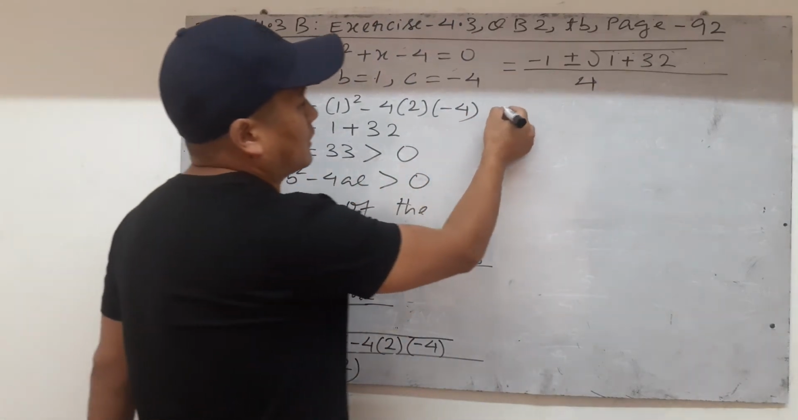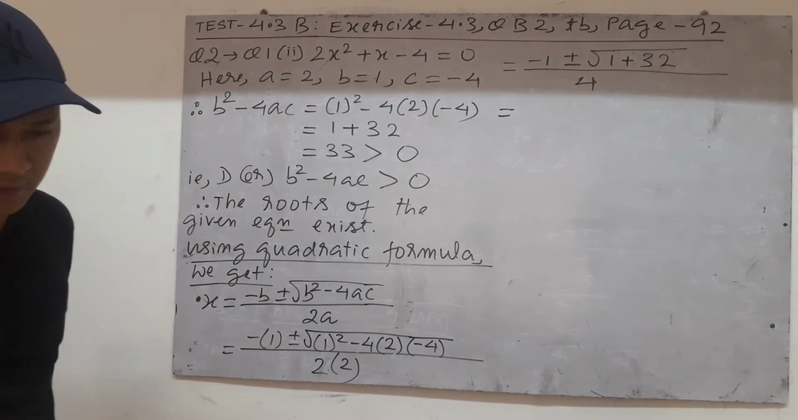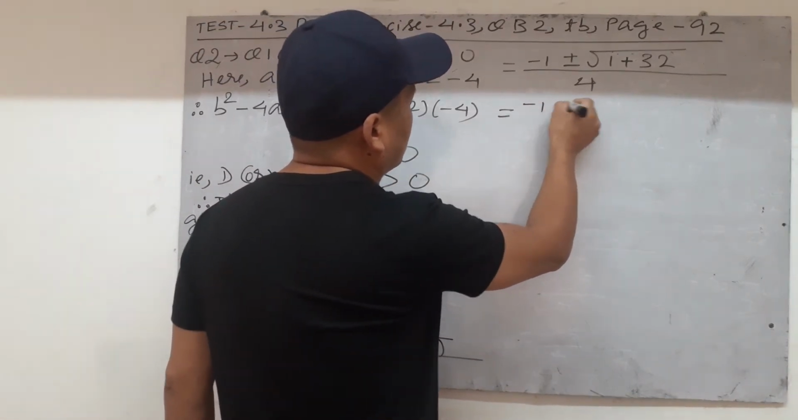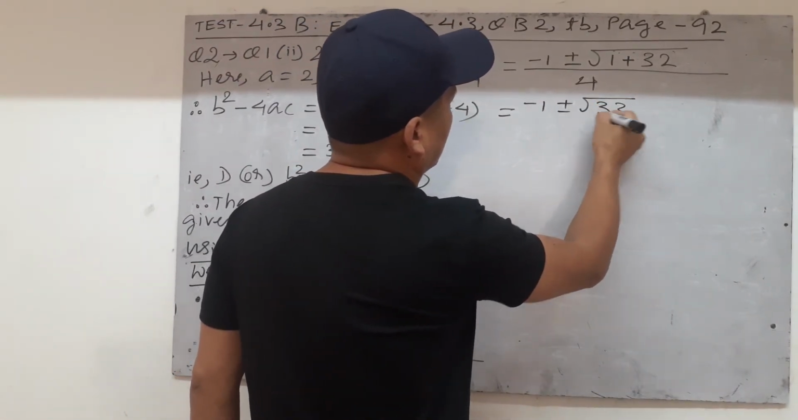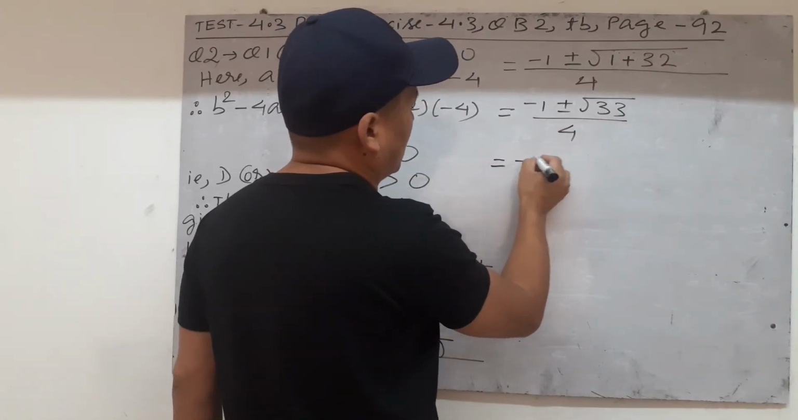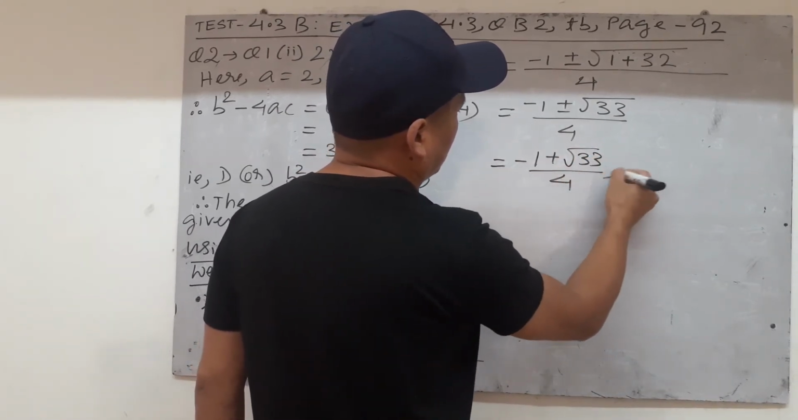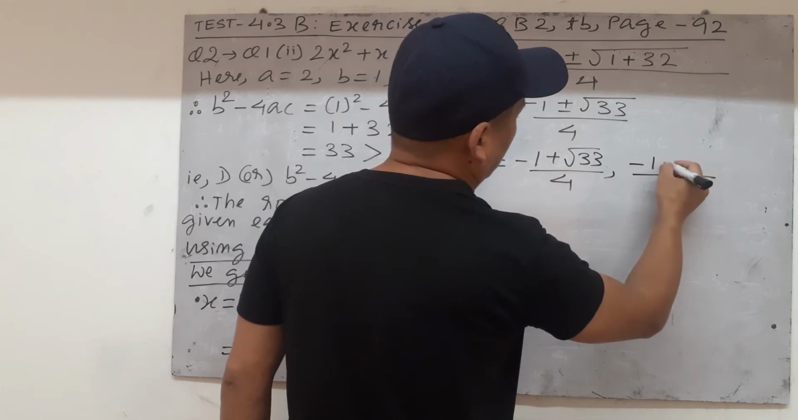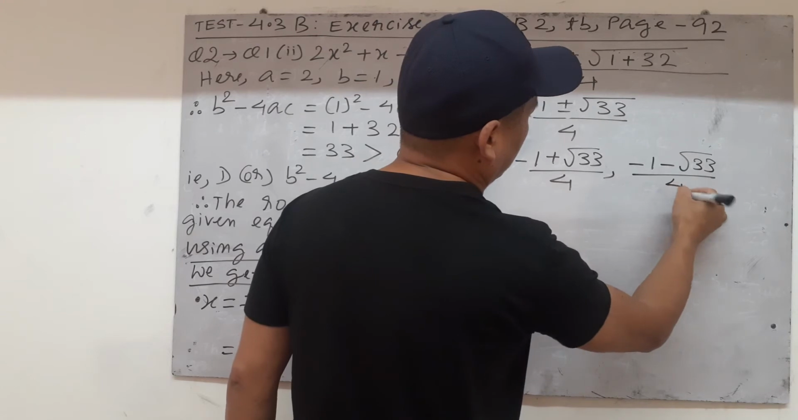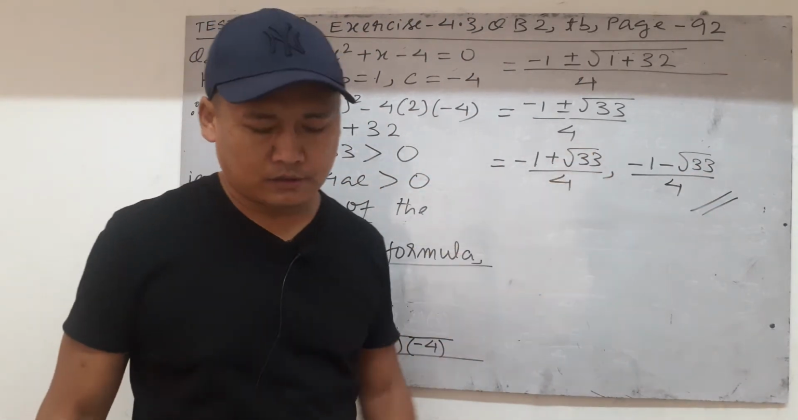So once we're done with that, we're going to get here 2a, so 2 2s are 4. Right, so we're going to get here minus 1 plus minus root over 33, because 1 plus 32 is 33. So our first answer will be minus 1 plus root 33 divided by 4, comma, second answer minus 1 minus root 33 divided by 4. Cannot make it any simpler than that, so that's our answer.